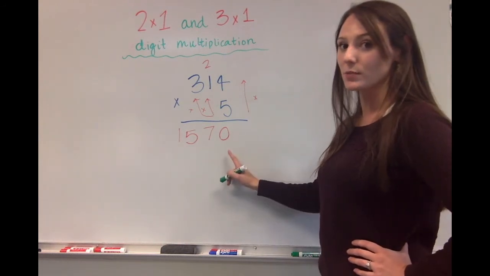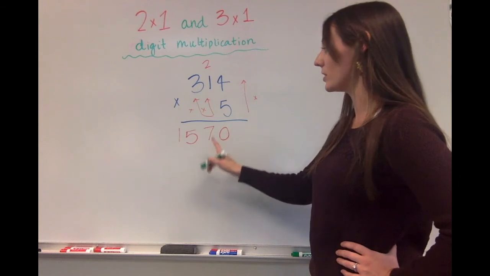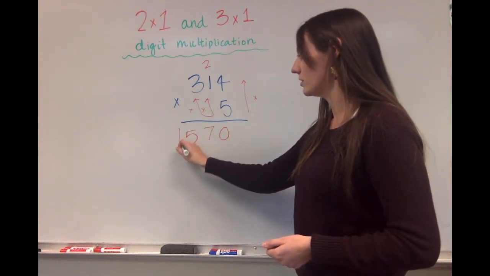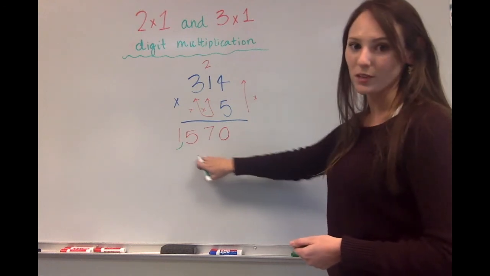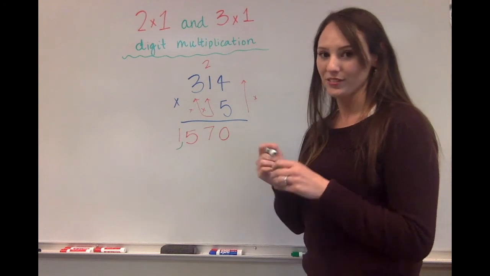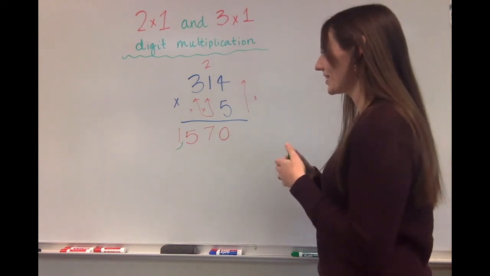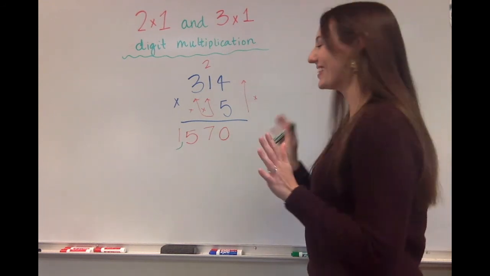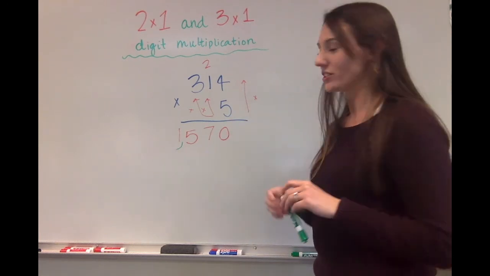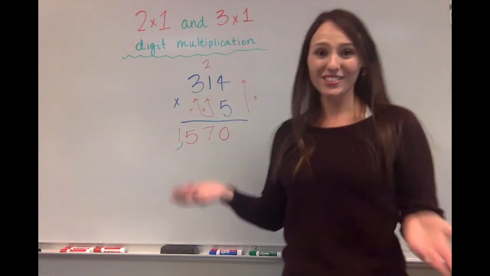We're going to start from our ones place, and we're going to count over 3 places. So 1, 2, 3, and I'm going to put it right here. And this, of course, would be my ones period, and this would be my thousands period. Whoops, sorry, my thousands period. Okay. So that is our answer, 1,570.